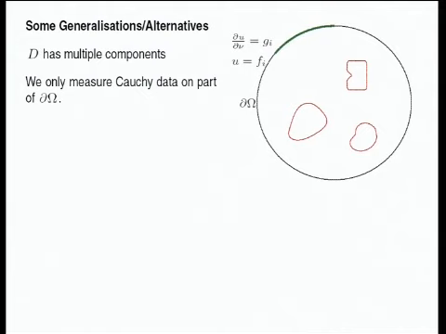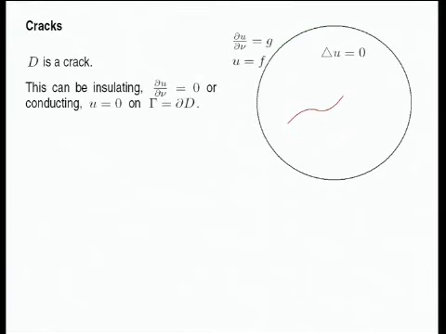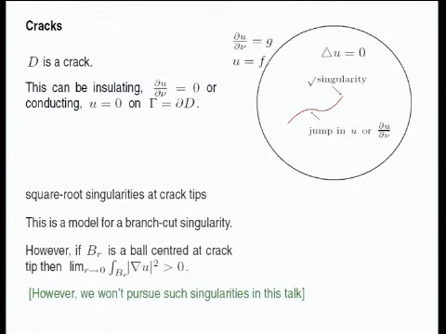Okay? There is a complete disconnect between uniqueness on the one hand and, two, your ability to reconstruct. Okay, there could be cracks. And a crack, of course, can be insulating or it can be conducting. And in either case, there's a jump across the crack, and there's a crack tip singularity, which is a square root. Once again, you might want to try and determine the crack by looking for a singularity.